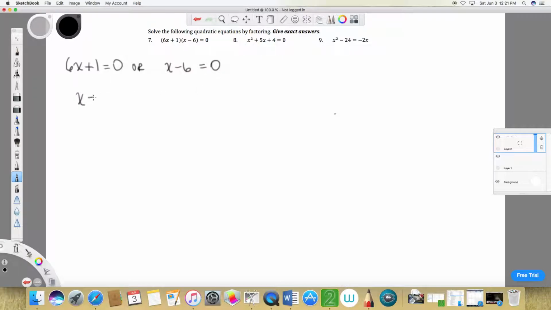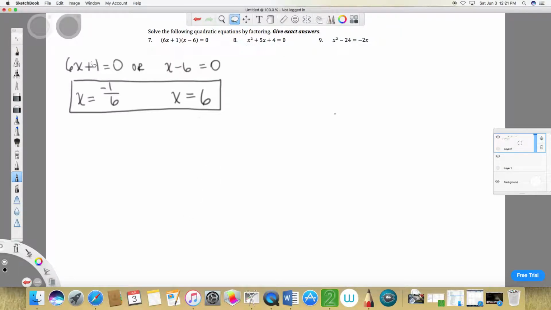So this is a two-step equation. Subtract 1 from each side and divide by 6. This is just a single step. Add 6. And there we have our solution set for problem 7. So not bad at all.